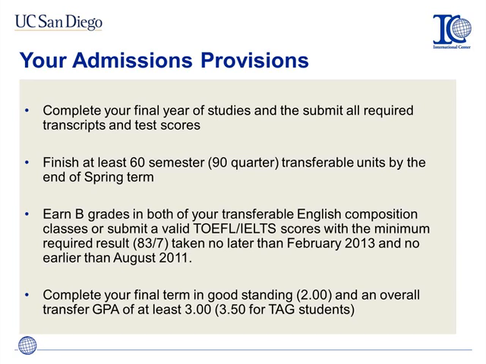Your provisions also state that you must successfully complete your final year in good standing. This means that you need to complete the courses that you enrolled in for spring with a minimum overall GPA for the semester of a 2.0. If fall or winter was your final term, then you must have received a minimum of 2.0 in that term. Your overall transfer GPA must be at least a 3.0 or a 3.5 for TAG students.